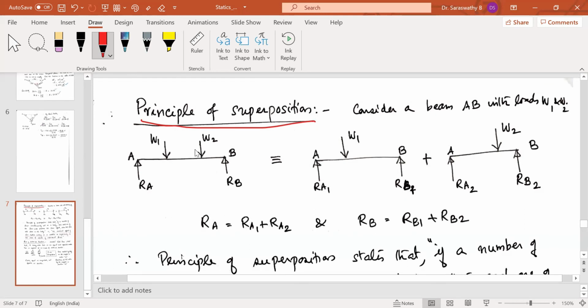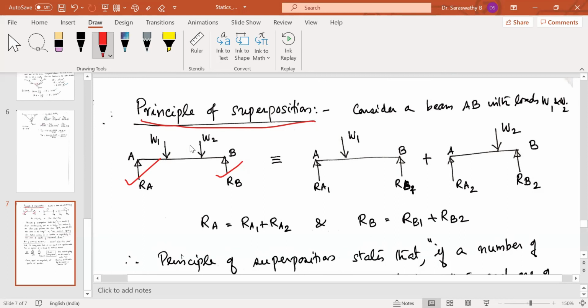Due to the action of these two loads, in a structure the load in a beam will be transferred to the supporting columns or the supporting walls. Say these are the supporting walls. Due to the effect of these loads, these two walls or the supports will have to carry some amount of force. That is called the reactions.